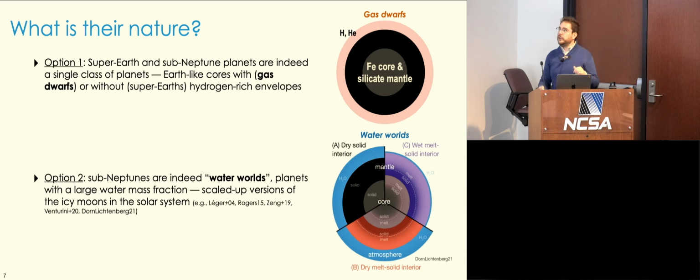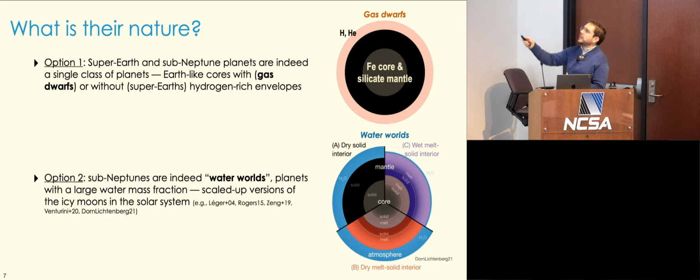But another option is that these are indeed different types of planets. So you would have planets like the super-Earths that are slightly larger than Earth, with the same properties, just slightly bigger in mass and in size. But the sub-Neptunes would be a different type of planet that we call water worlds. These planets would have a large water mass fraction. You would need to think of something like a comet, but 10 times the mass of the Earth. We do not know exactly what these water worlds look like.